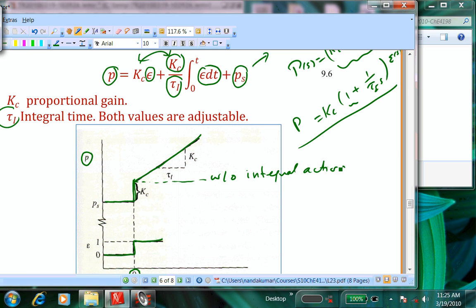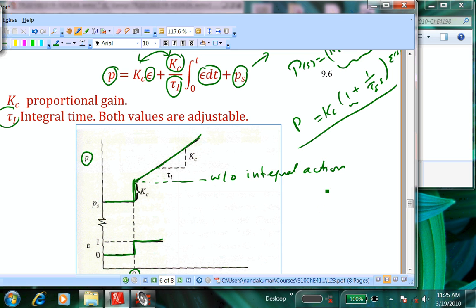Because you make a step change in error, it makes a step change in pressure, and it maintains the pressure constant. Okay? And that will make a change in the flow rate, and the flow rate will affect the process itself. That is governed by the process dynamics. But here we are saying that there is an integral action. So the integral action basically accumulates because it's an integral of the error.